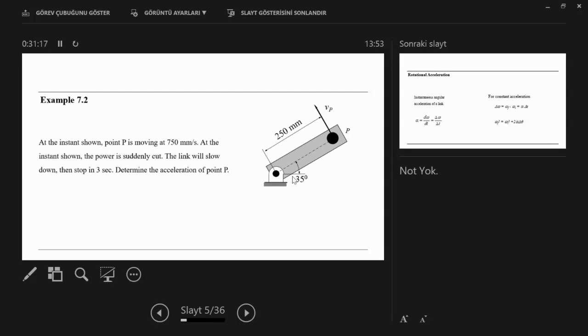Okay, then stop in 3 seconds. Determine the acceleration at the points. Yes. And this is the value of the acceleration in total: 2.25 square.